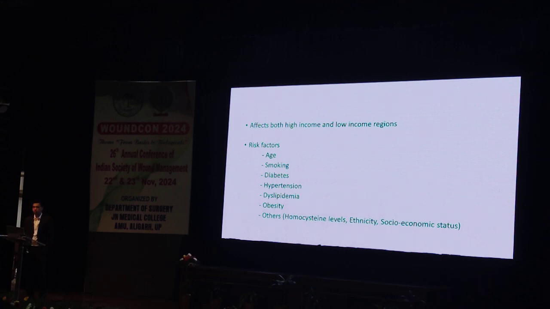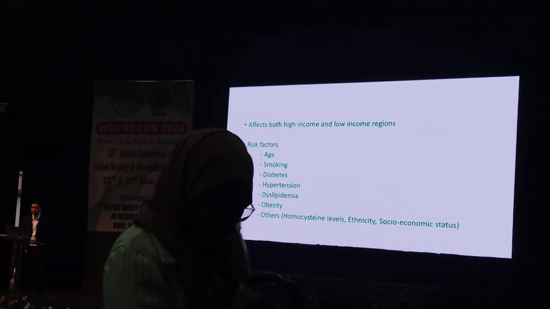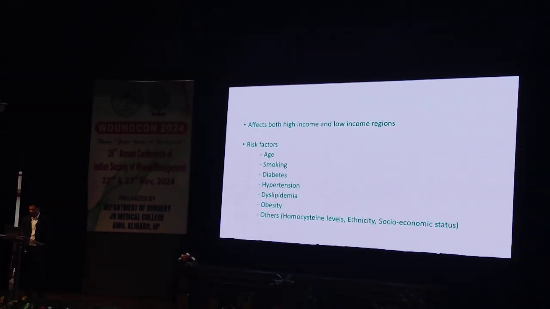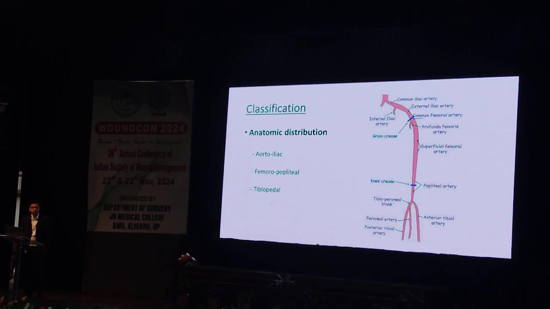Diabetes cannot be understated. Hypertension, dyslipidemia, obesity: a clear-cut correlation has not been established. Some people have suggested a U-shaped curve because frailty is also a risk factor for PADs. But nonetheless, obesity has been implicated in atherosclerosis, and we regard it as a risk factor for PAD. And then there are other factors like homocysteine levels, ethnicity, and socioeconomic status, and so on.